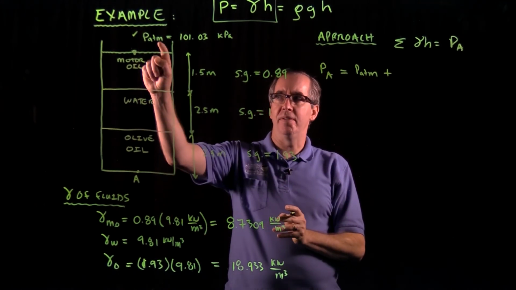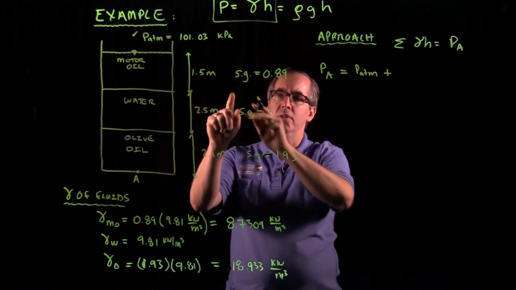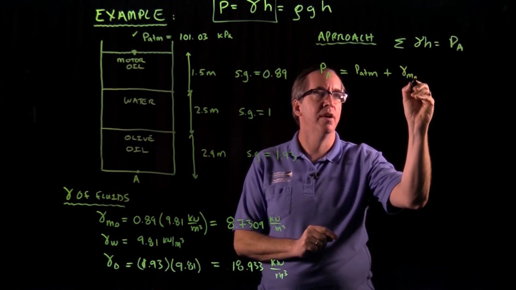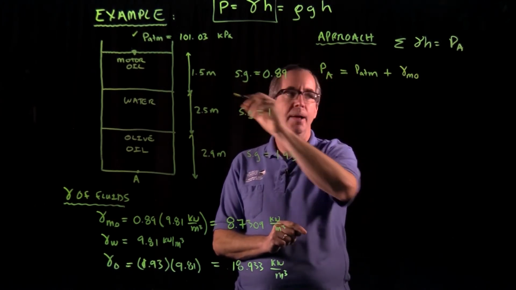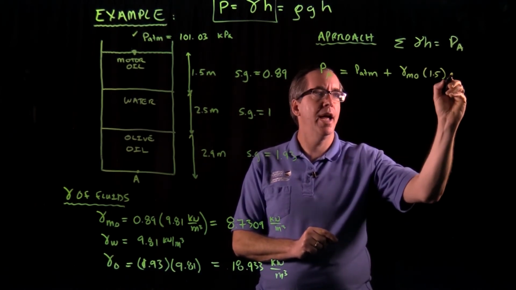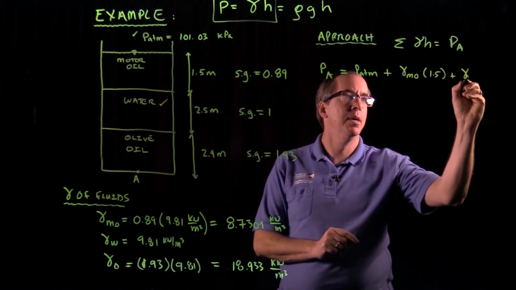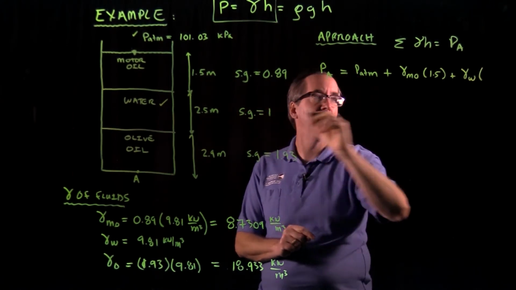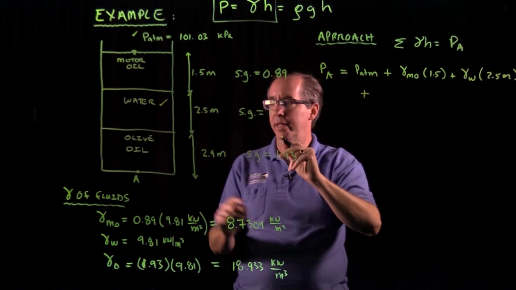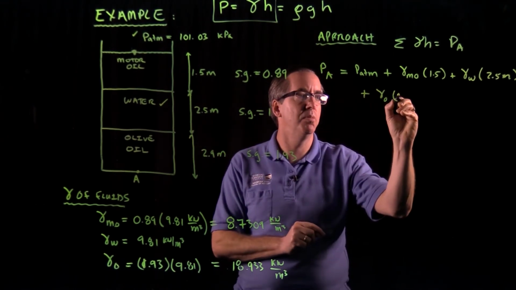So I have my atmospheric pressure. And then I'm going to have the pressure from the motor oil. The motor oil has a specific weight, gamma motor oil, times the 1.5 meters. Then we're going to have this piece here with the water, so we'll have the gamma of the water times the depth of 2.5 meters. Then plus the last piece, we have the gamma of the olive oil, and that has a depth of 2.9.